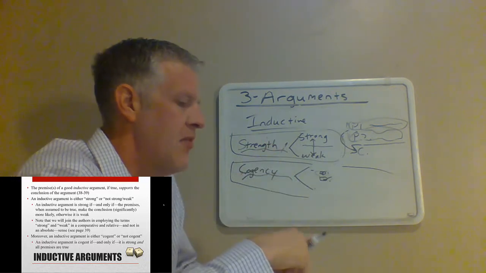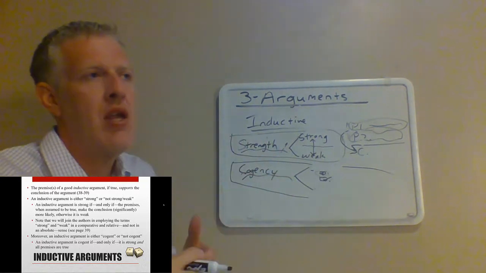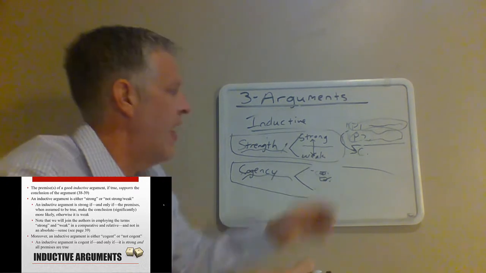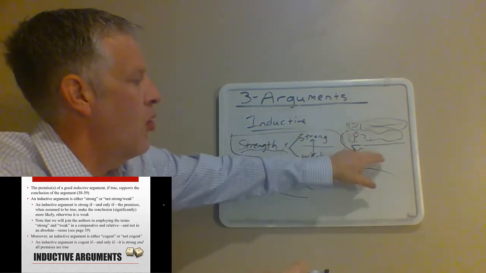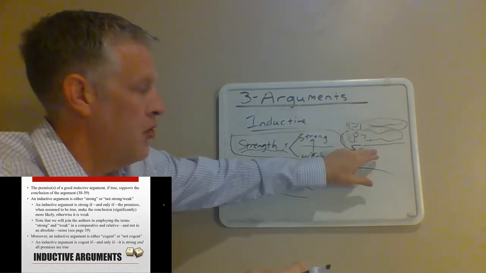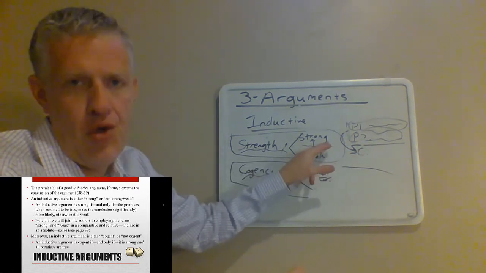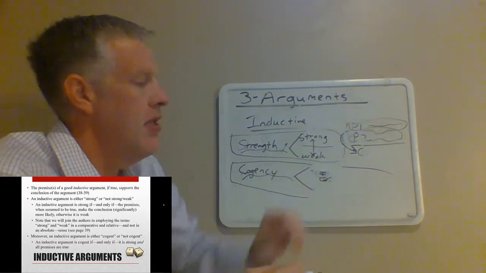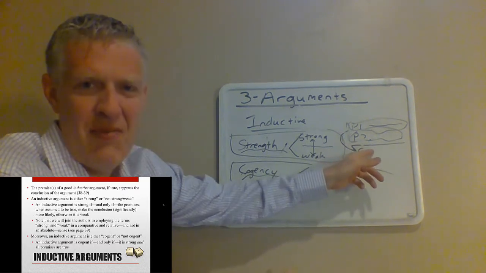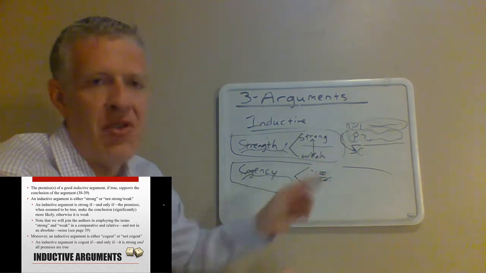So in doing that, what's the best practice? Ask yourself, if I assume these premises are true, is it much more likely the case that the conclusion is going to be true? If the answer is yes, then label it strong. If you can assume the premises are true and the conclusion doesn't seem that much more likely to be the case, label it as weak.